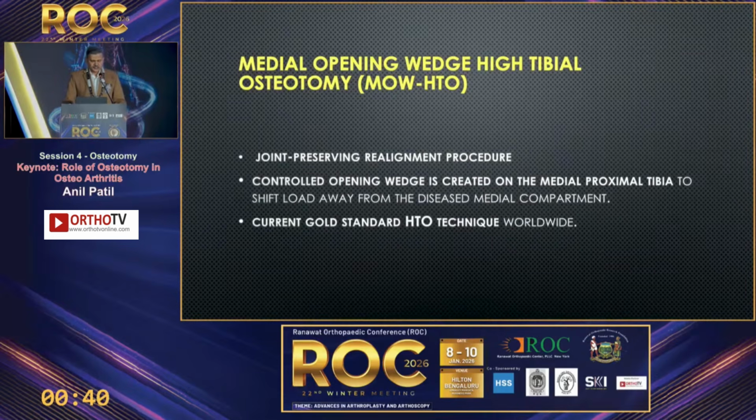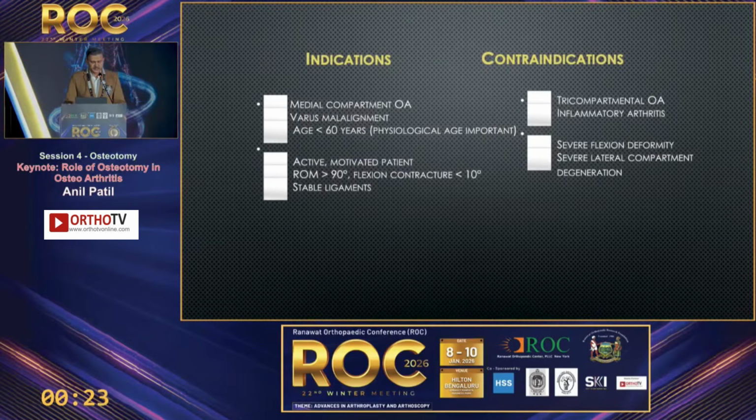Medial opening wedge, the advantages are that it is a joint preserving realigning procedure. You have an advantage here that you do a controlled opening wedge. So you have control over getting the best correction compared to the lateral closing wedge, and now it is considered as a gold standard. The indications are basically medial compartment OA with varus malalignment, age less than 60 years, and where range of movement is a minimum 90 degrees, flexion contracture less than 10 degrees, and stable ligaments.